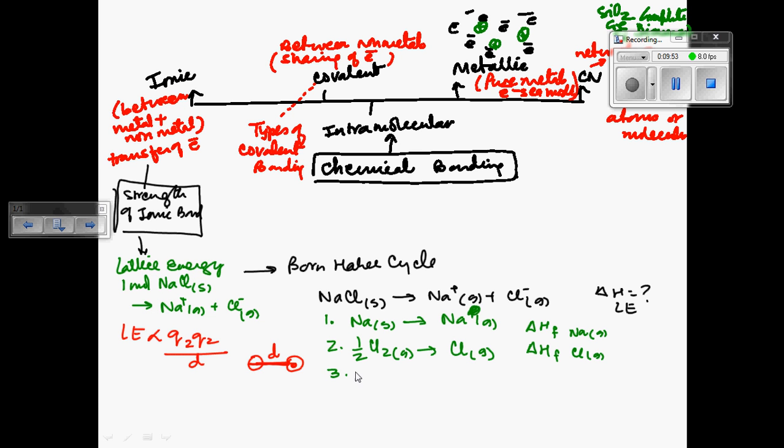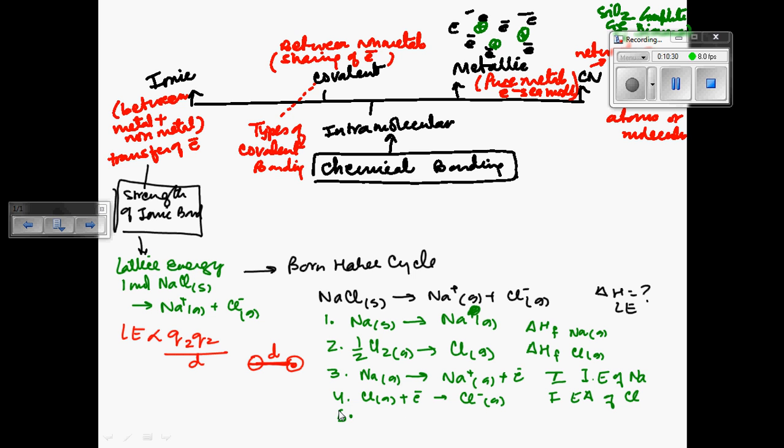The third step would be, now from this gaseous sodium atom, we remove an electron and form it into an ion. And the corresponding energy change is called first ionization energy of sodium. Remember, that's how first ionization energy is defined. Similarly, to the chlorine atom, we add an electron which changes to chloride ion, and we call it as first electron affinity of chlorine.